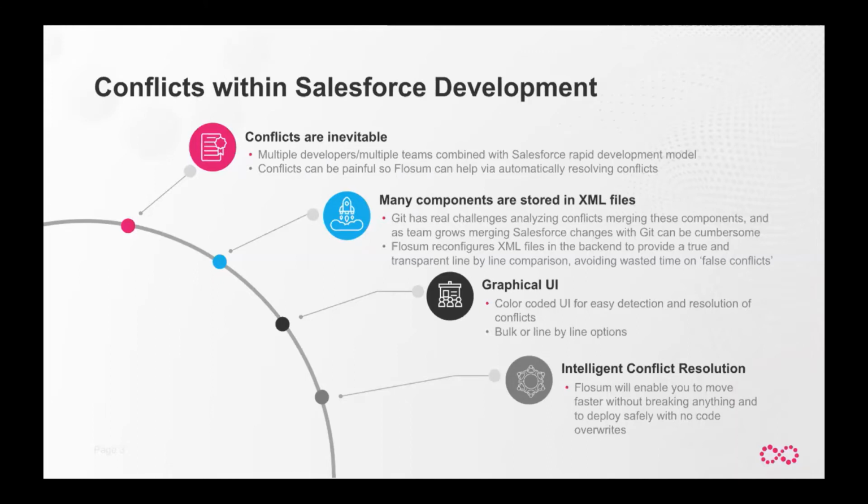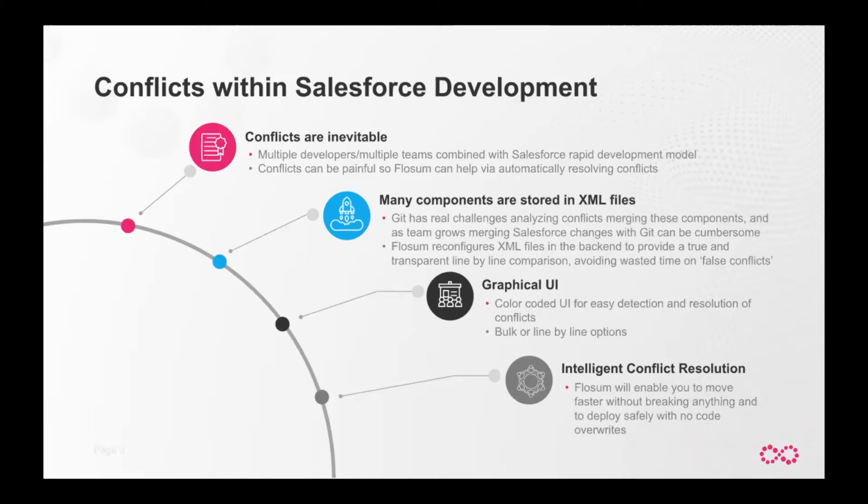So you end up with a lot of lines that appear to be conflicts, but they're not really, because with an XML file, Git doesn't do a good job of interpreting the ordering in the background. Where Flosum, I think one of the powerful things about the merge conflict feature that Flosum provides is it actually reconfigures the XML in the background.